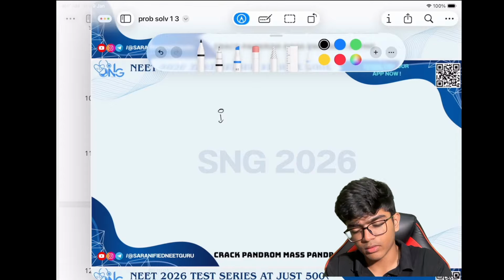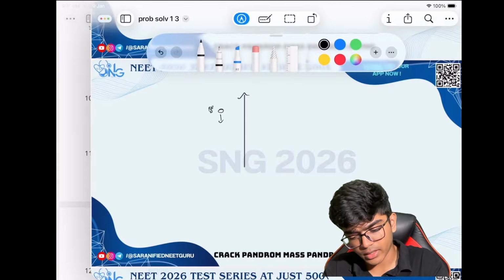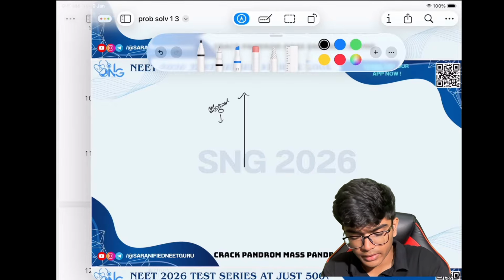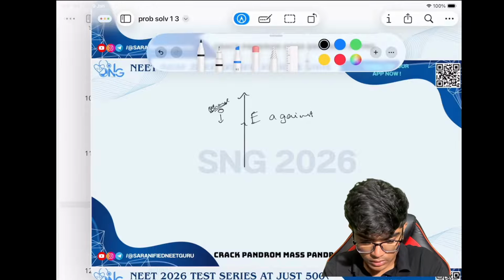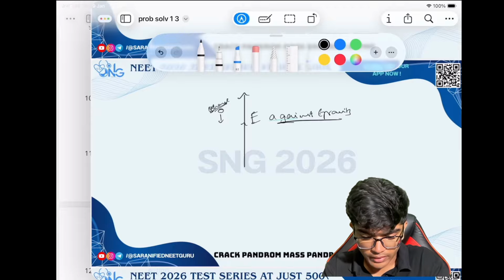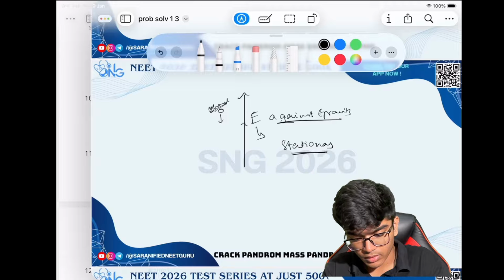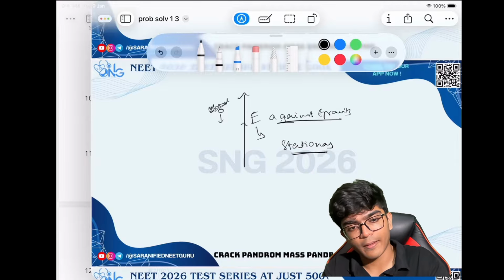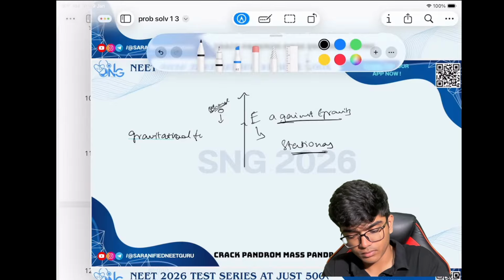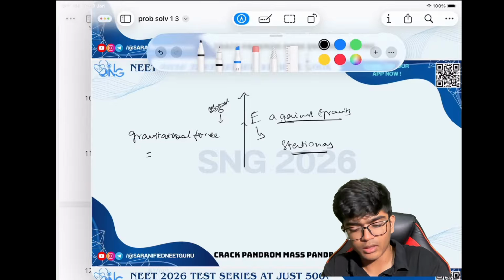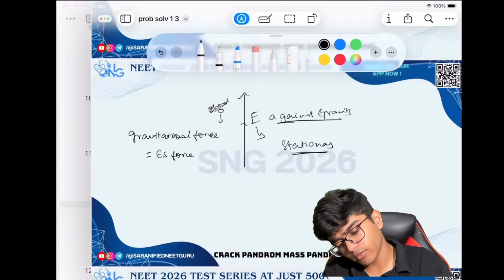இட்ஸ் ஃபாலிங் டவுன். அது விழுகிற ஆயில் ட்ராப்க்கு நான் ஒரு ஃபீல்டு கொடுத்தேன்னா, it has some charge. நான் ஃபீல்டு கொடுத்தேன்னா the field will act against gravity. If it acted against gravity, this will be stationary. So what am I supposed to equate? My gravitational force should be equal to my electrostatic force.